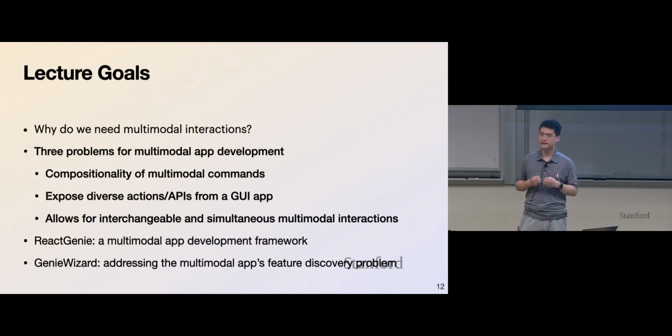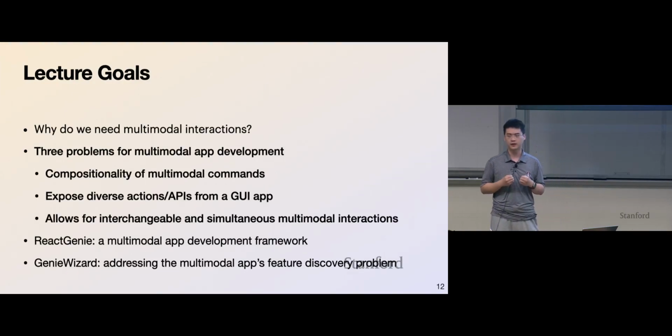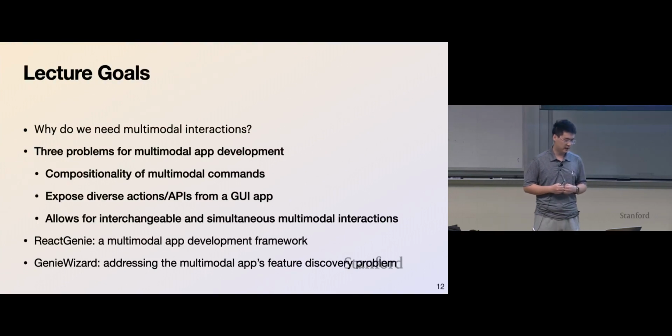There are three sets of very difficult stuff these days. If you want to implement multimodal interaction, you have to tackle all of them. There's compositionality of multimodal commands. We need to expose diverse actions and APIs inside an already built, very complex GUI app. And we want to allow interchangeable and simultaneous multimodal interaction. That's similar to what has been demonstrated there.